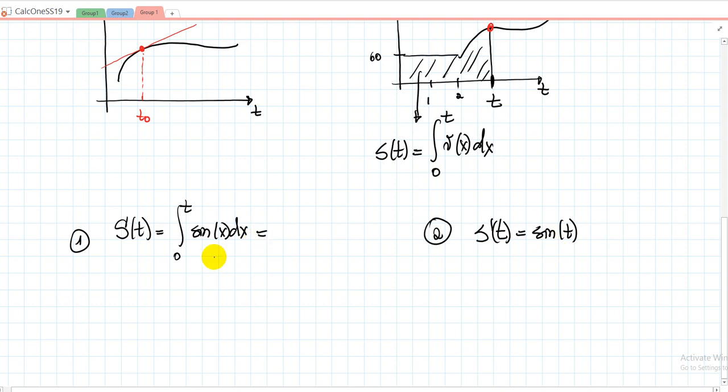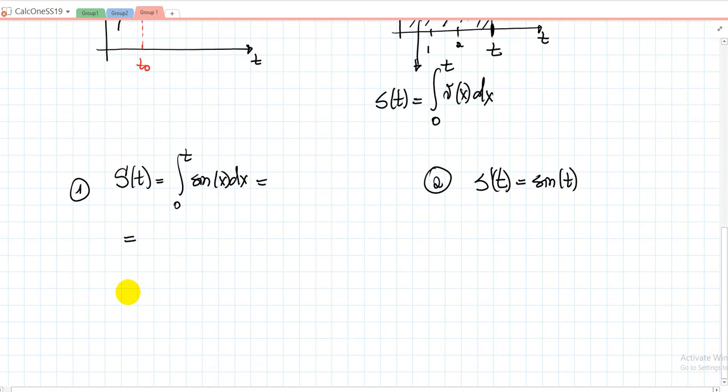So if you integrate this, what will you get? What is the antiderivative of the sine? So far, we don't know how to integrate this, but let's assume that for a moment, we know this. So this will be minus cosine of x. We need to evaluate this at t and at 0. So this will be 1 minus cosine of t, because if you substitute, it will be minus cosine of t. If you put 0, it will be 1, with the minus it becomes plus. Now, s of t is equal to 1 minus cosine of t.